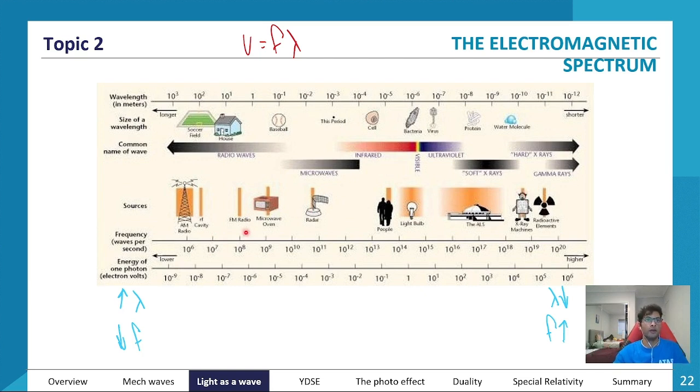On the other hand, all these radio waves, microwaves, and whatnot, some of these radio waves can have 100, 200 meters of wavelength. And because it's so big, the frequency is a lot lower. And because the frequency is a lot lower, the energy of the light is a lot lower. And that's why you don't get harmed by radio waves. But if you were exposed to gamma rays, you're not going to live for very long.